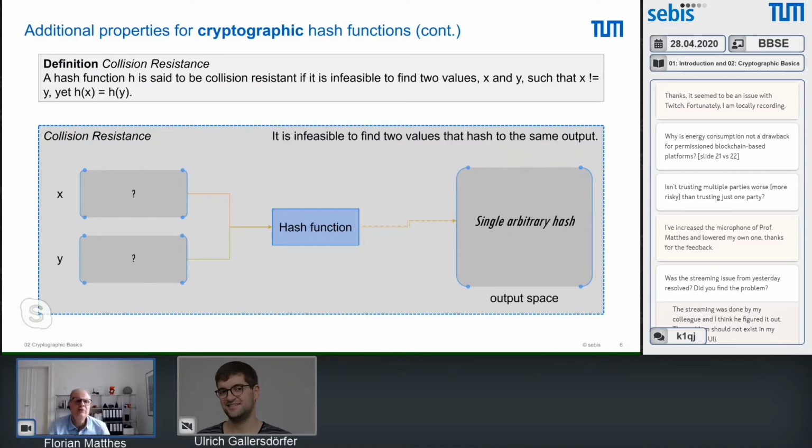Another point which is interesting is collision resistance. A hash function h is said to be collision resistant if it's infeasible to find two values, x and y, so that they are different, but have the same hash value. So the likelihood that two different documents have the same hash value should be low, or near zero. And in particular, it should be infeasible to find two values that hash to the same output. Okay, let's unpack the three important points.